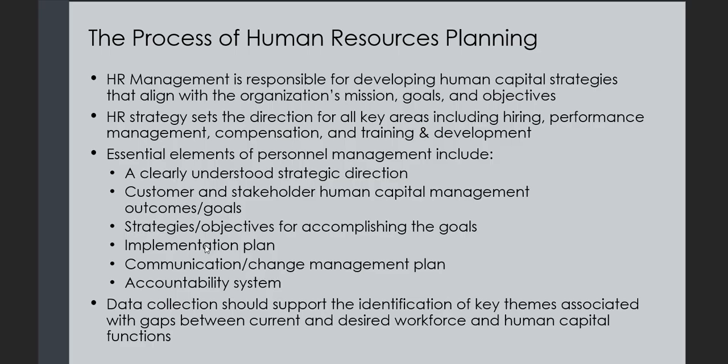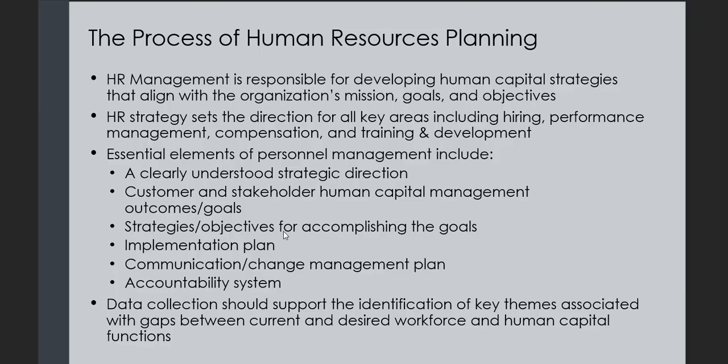So let's explain each one of these. The first one being a clearly understood strategic direction. This is essential because everyone knows where the organization is going. When it comes to the customer and stakeholder human capital management goals, this is what success looks like for people management.